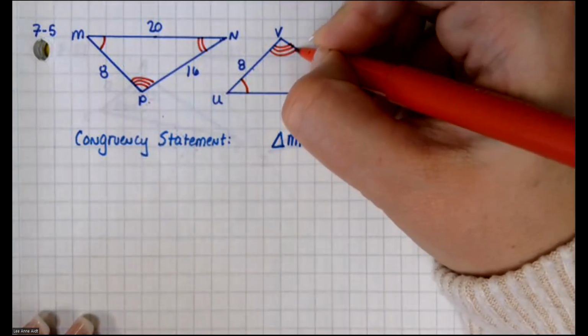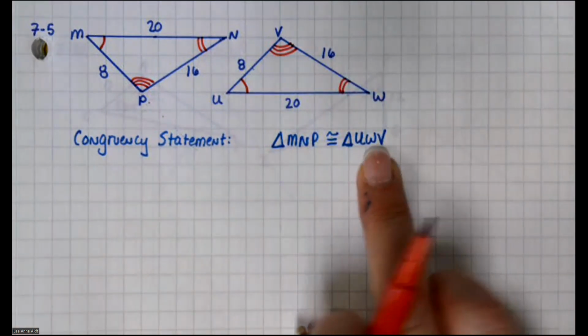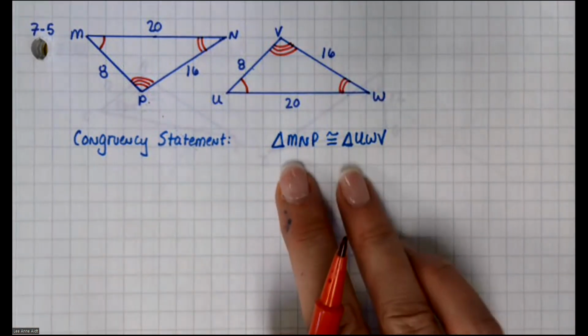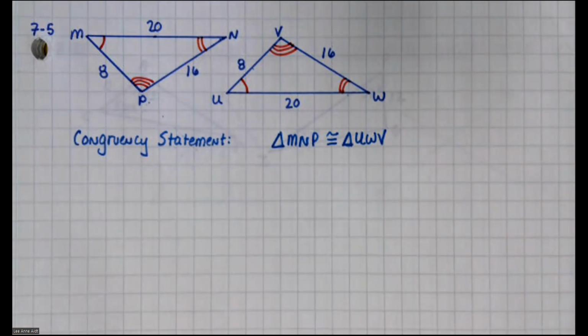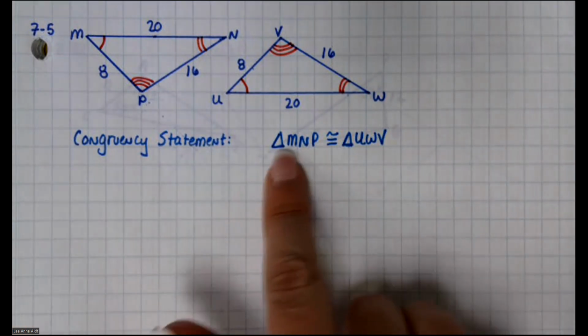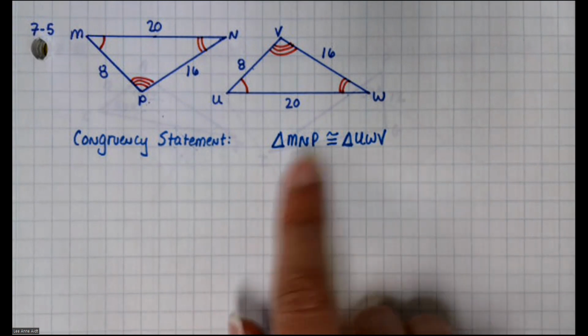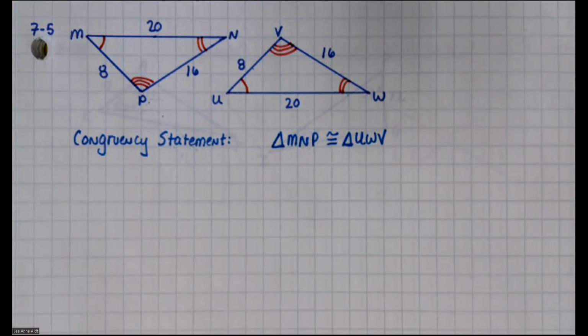On a congruency statement, we have to be really careful on the second triangle to make sure the letters line up in the same way as the first triangle. The first triangle, you can do anything you want. The second triangle has to line up with that.